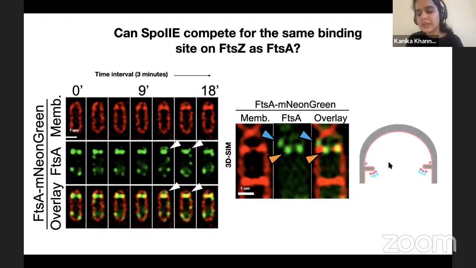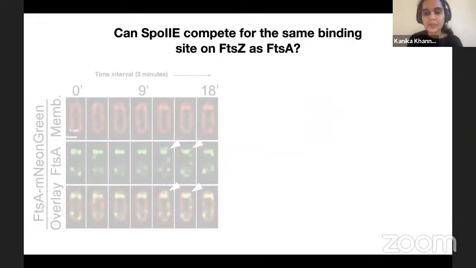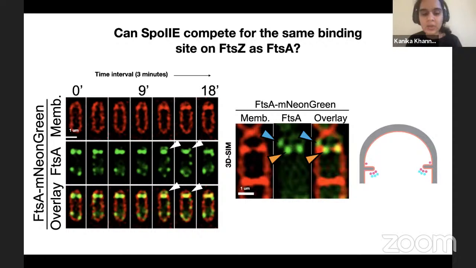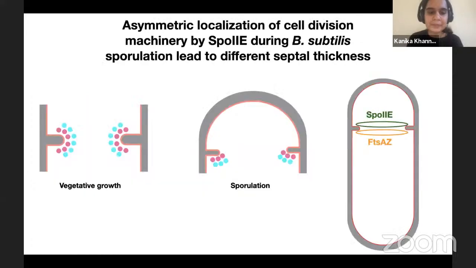So lending credence to our hypothesis is that maybe what is happening is that in wild type sporulating cells, you have some amount of cell division proteins which are left behind and which do not participate in cell division, because SPO2E on that side is interacting with FtsZ, and it might displace other proteins, although we need more biochemical evidence in order to support this hypothesis.